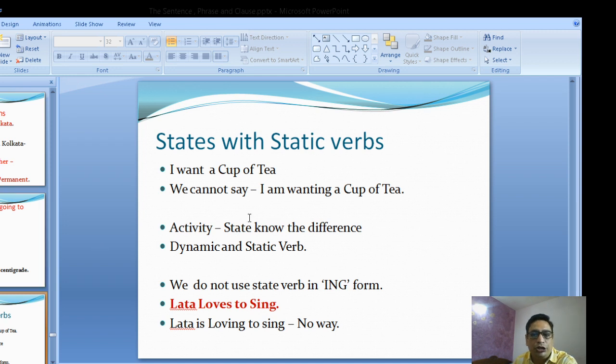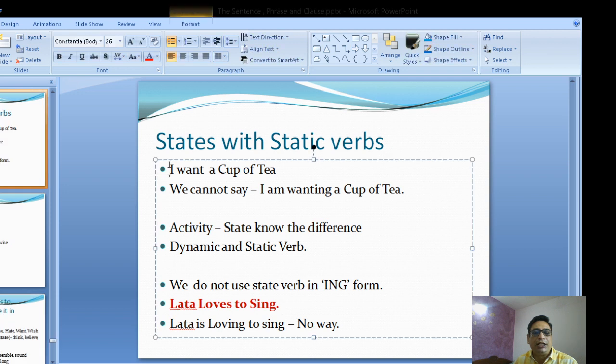General truths are never going to change. Now we have to talk about states with static verbs. Now states with static verb, you have to understand these. I want a cup of tea. We cannot say I am wanting a cup of tea. Now whatever is a static verb, we have already dealt with static and dynamic verb. Static verb is something where the work is actually not happening. Dynamic verb is something where the work is happening.